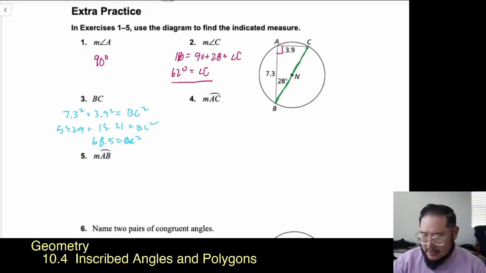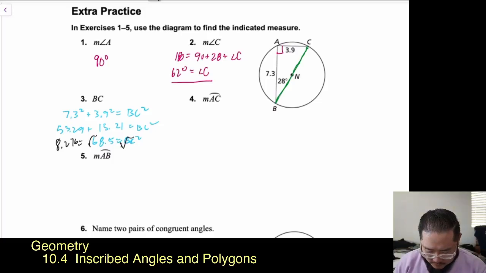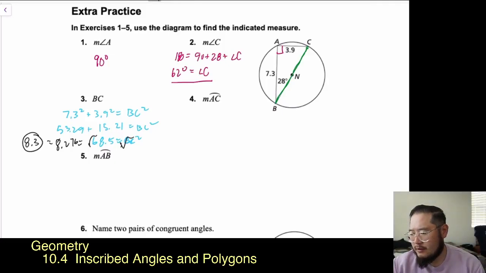to round things out. So when I square root both sides right here, I end up with BC equaling 8.276. And if we go ahead and round that to the nearest tenth, which I think they want you to do, this becomes 8.3. All right, and there you go. We have now found BC, 8.3.